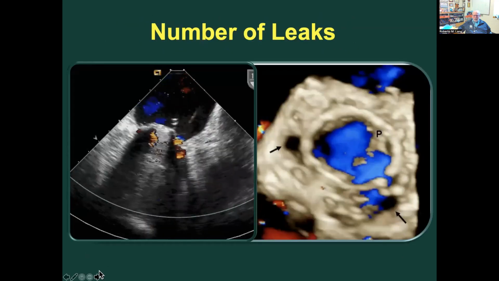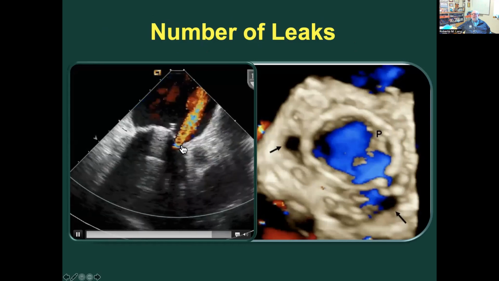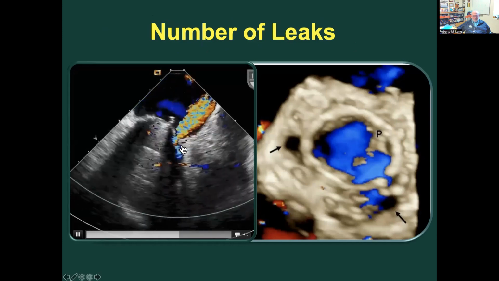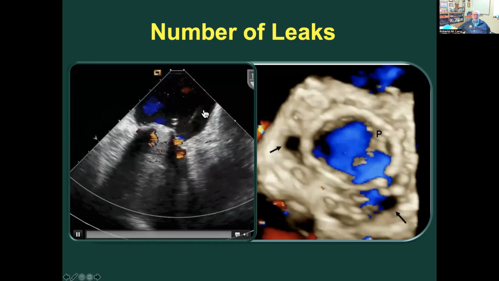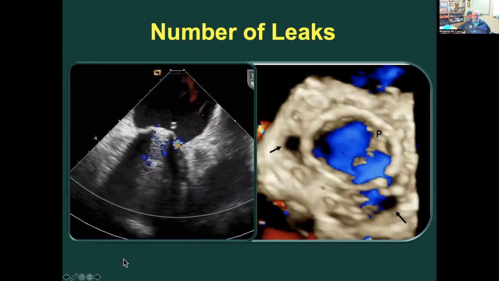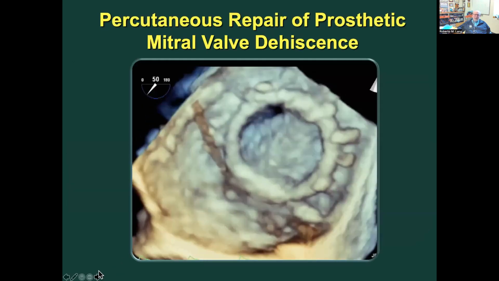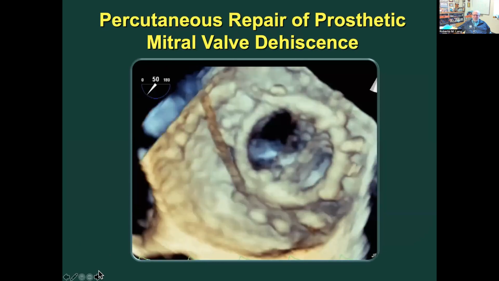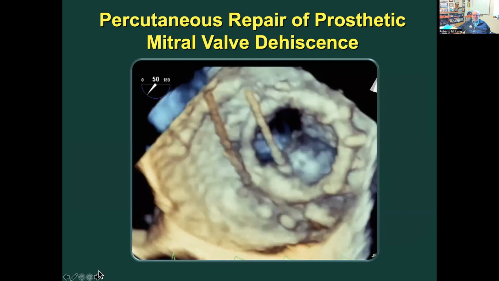a very good result. This, I think, is also a very good example of how you can go wrong if you only do an assessment with 2D echo. Another patient with a single perivalvular leak, and you can see that when you do 3D echo, you clearly identify 2 perivalvular leaks.